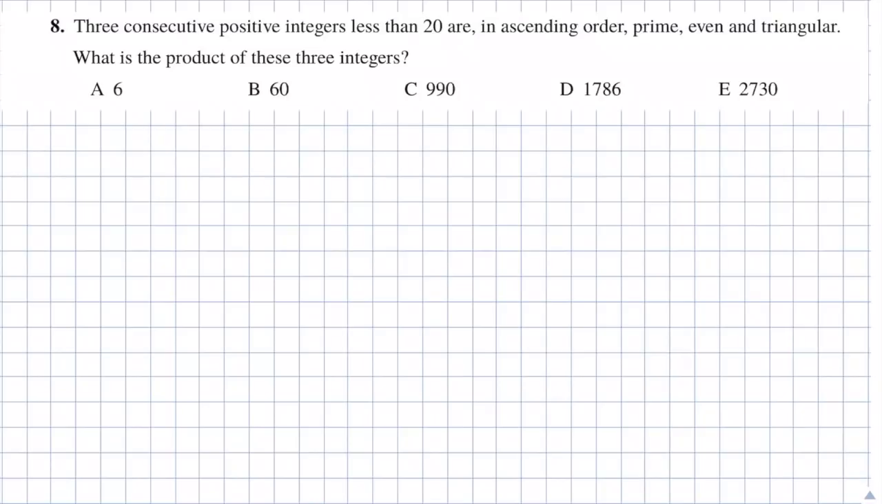Question 8. 3 consecutive positive integers less than 20 are in ascending order, prime, even, and triangular. What is the product of these 3 integers? We got answers as A is 6, B is 60, C is 990, D is 1786, or E is 2730.